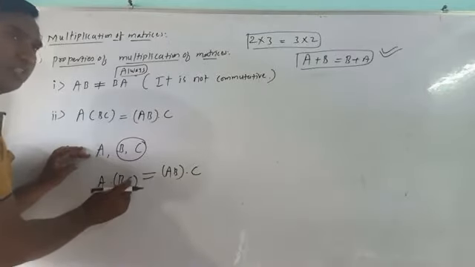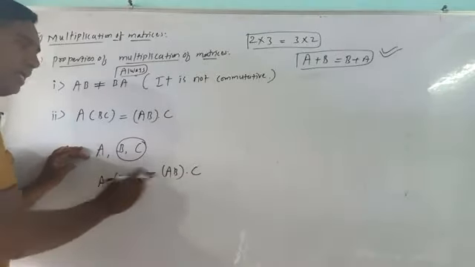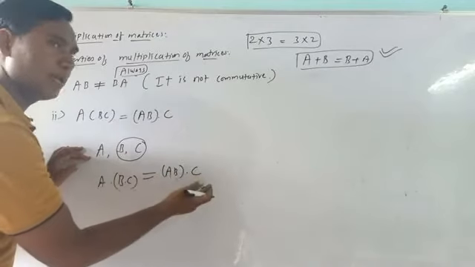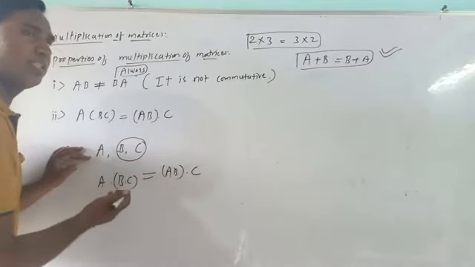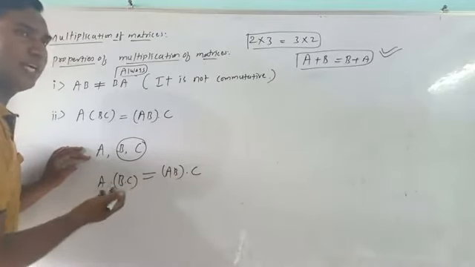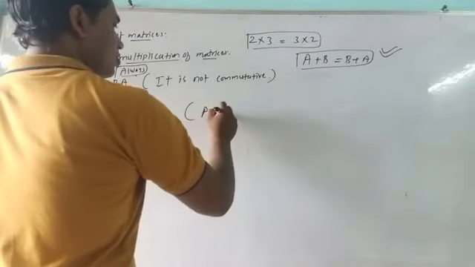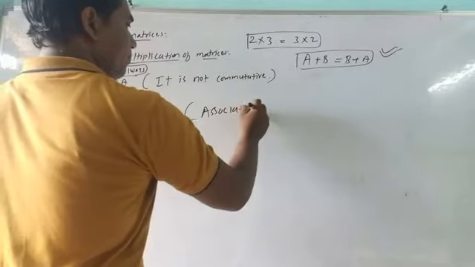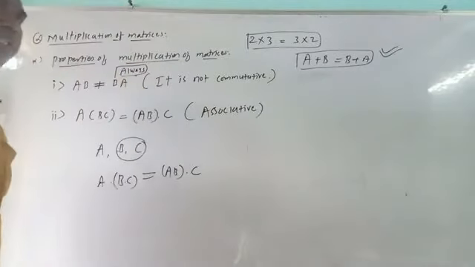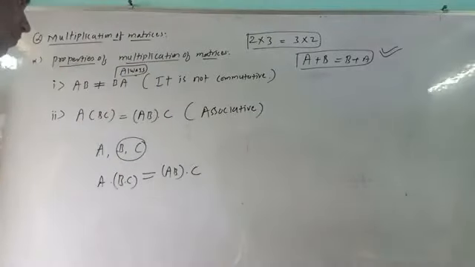First you multiply BC, then multiply with A, or either we multiply AB, then multiply with C. Both give the same answer. There is no effect on that answer. So this property is said to be the associative property.